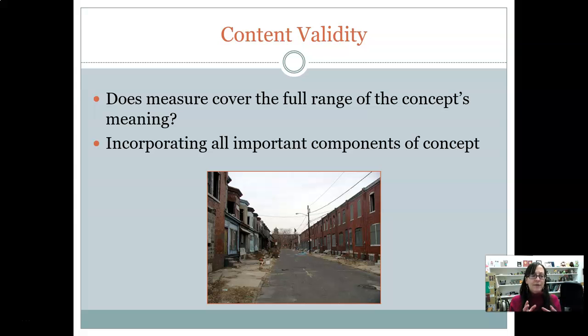So if you only have the measure for income, that's going to tap into social disorganization, but that's not enough to say that if income is related, then social disorganization is related, because you're not covering the entirety of the concept. For example, in this picture, we're seeing some economic disadvantage, clearly, but we're not seeing any other aspects of the theory. So it's not enough to talk about social disorganization as a whole.